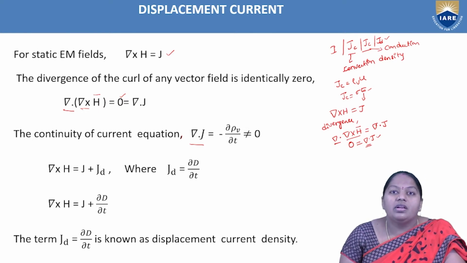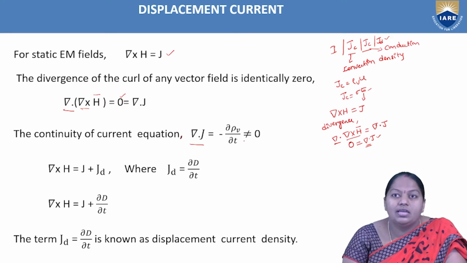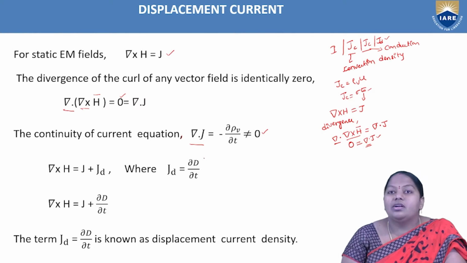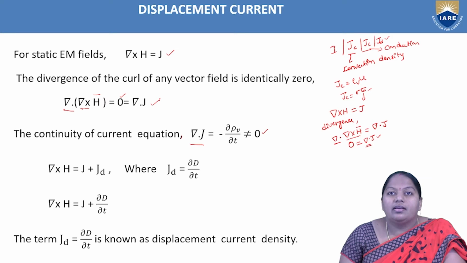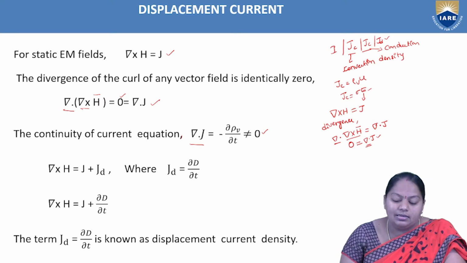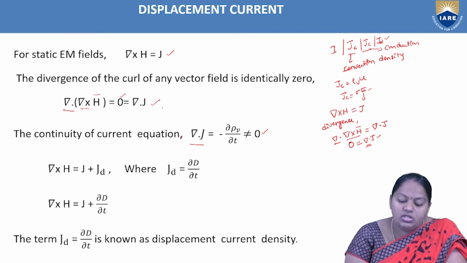So the relation between conduction current density and the volume charge density should be expressed in terms of the continuity of current equation, or simply the continuity equation: del dot J is equal to minus dou rho v by dou t, which is not equal to 0. Why is it not equal to 0? According to the static magnetic fields, we have the continuity equation as del dot J equal to minus dou rho v by dou t, but according to the vector analysis, del dot del cross H is equal to 0, which means del dot J is equal to 0. So if you observe, these are the two equations.